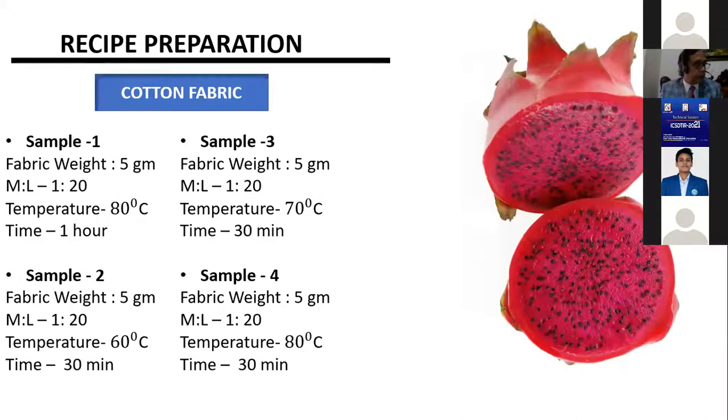After completing dyeing, all samples were washed in normal water and drained. Here is the recipe for cotton fabric. We take 4 samples of cotton fabric, each weighing 5 grams, with a liquor ratio of 1:20. For sample number 1, we take 80 degrees Celsius, time is 1 hour. For sample number 2, 60 degrees Celsius, 30 minutes. For sample number 3, 70 degrees Celsius, 30 minutes. For sample number 4, 80 degrees Celsius, 30 minutes.